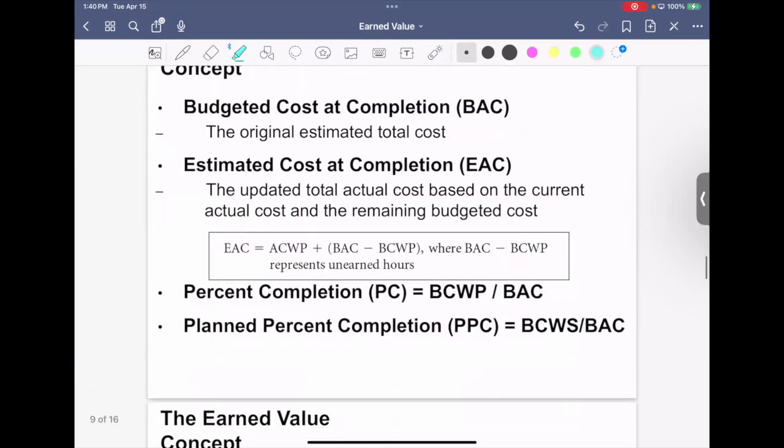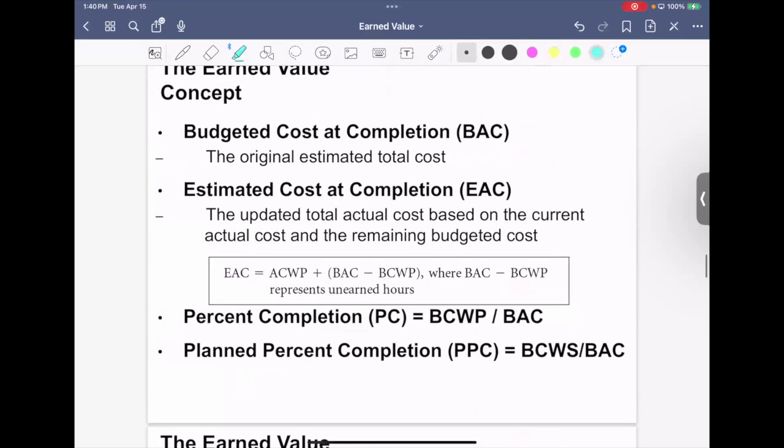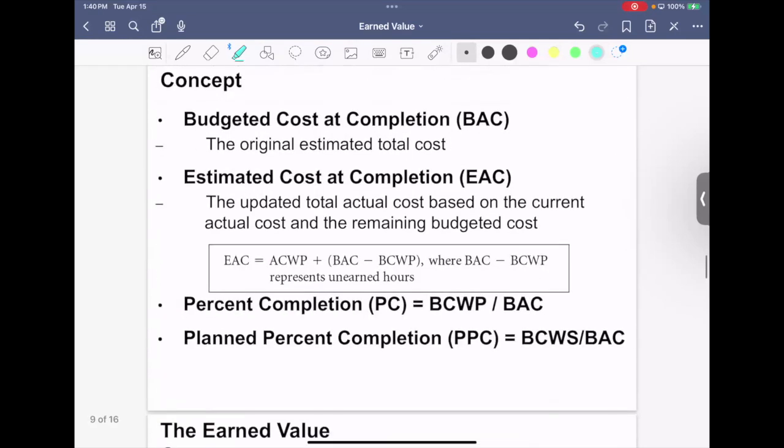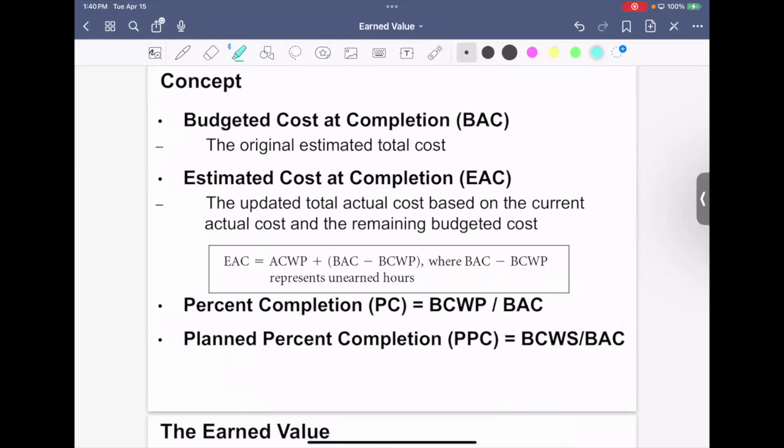So with your understanding of this, we will have one additional page of those concepts, then we are moving to the calculations. So your budget at completion is your original estimated total cost, which is your project estimate.